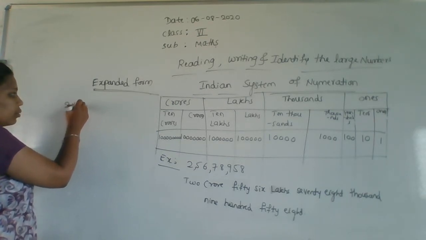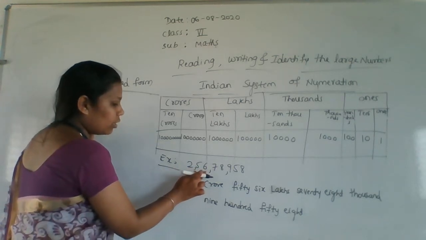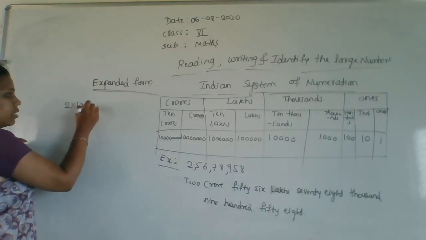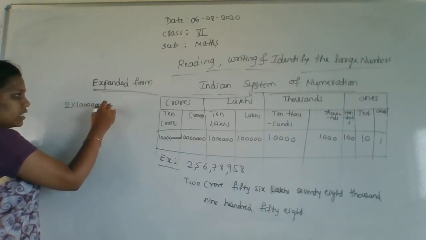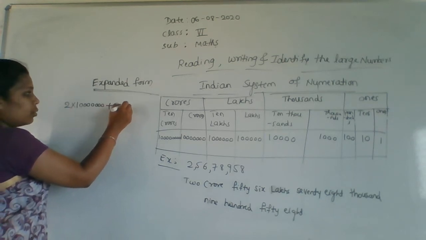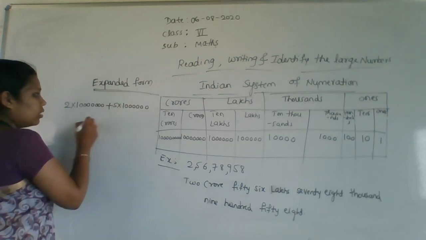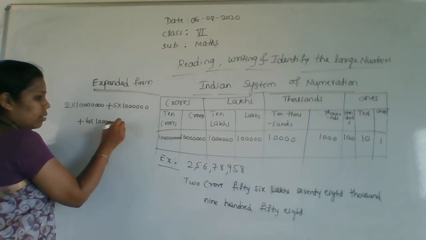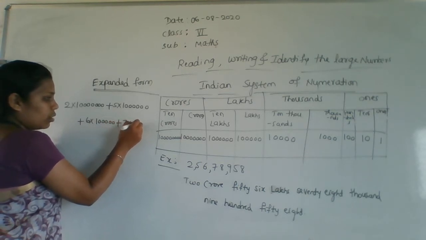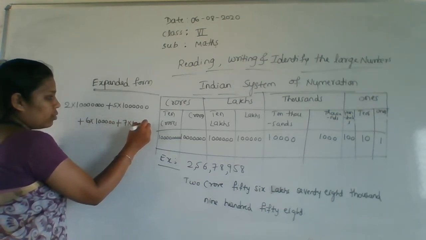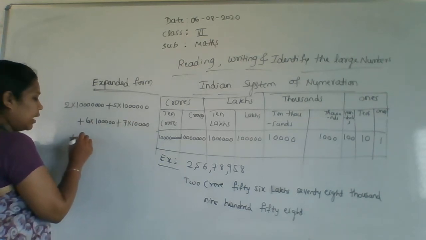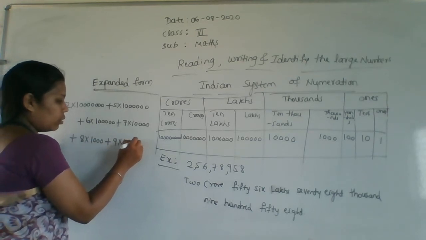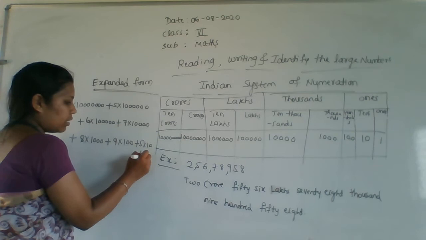2 into, how many numbers are there? 1, 2, 3, 4, 5, 6, 7. So we have to put 7 zeros. Okay. So next addition symbol. Next 5 into 6 zeros. Next 6 into 5 zeros. Plus 7 into, how many zeros? 4 zeros. Plus 8 into 3 zeros, plus 9 into 2 zeros, plus 5 into 10, last number is 8.